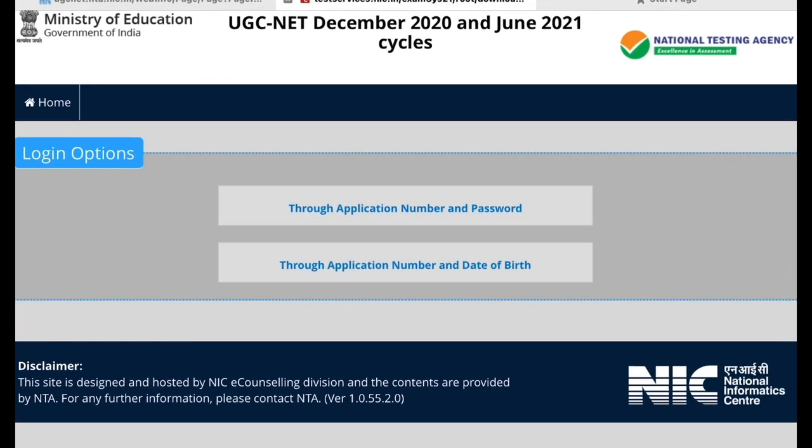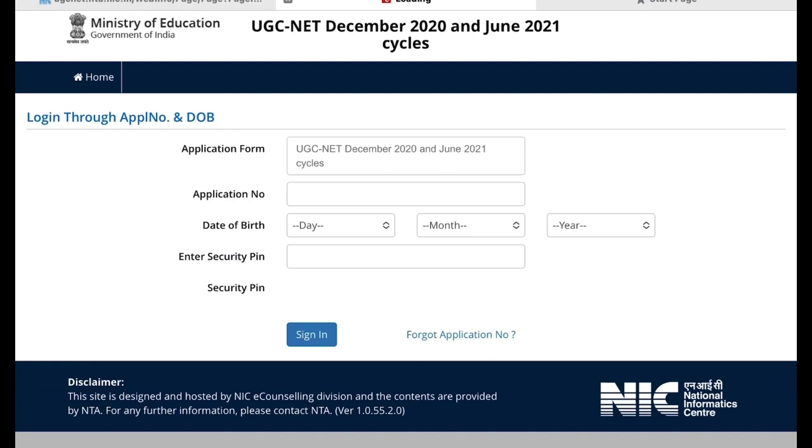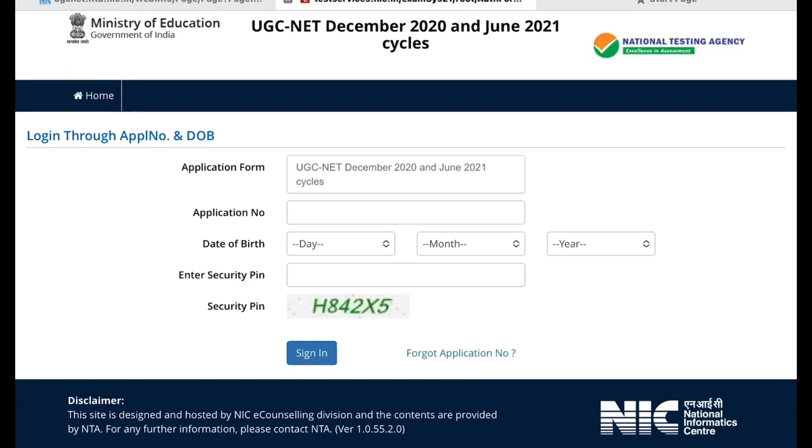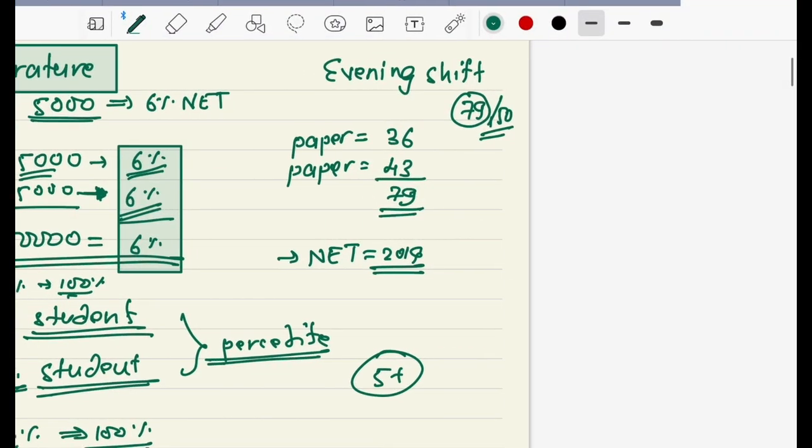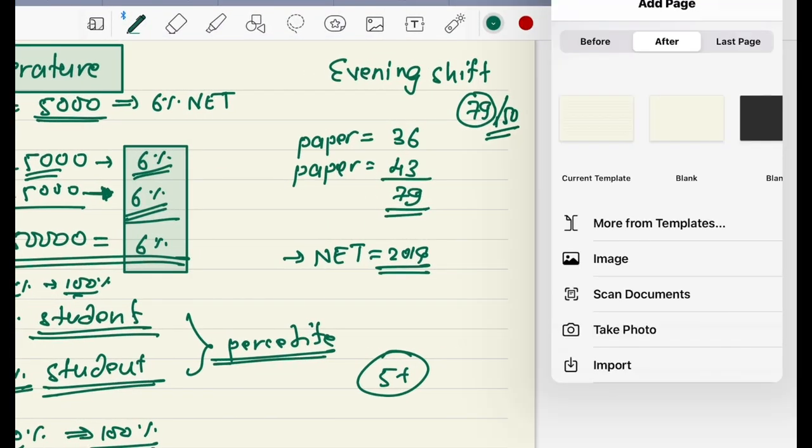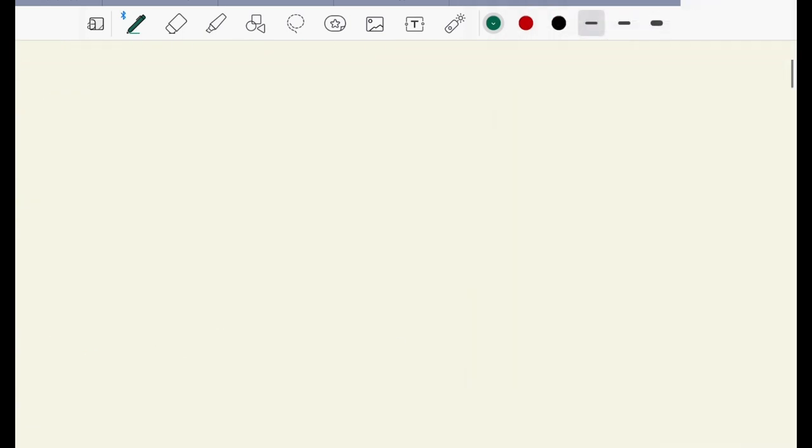Here you can view your answer key through application number and password, or through application number and date of birth. You can click on anyone, whichever credentials are available to you. The next page will ask for application number, date of birth and security pin. When you sign in, you can directly download the answer key and the question paper. This is the thing which everybody might be knowing. But what is important is, let us talk about what can be the expected cutoff of UGC NET English Literature, right?